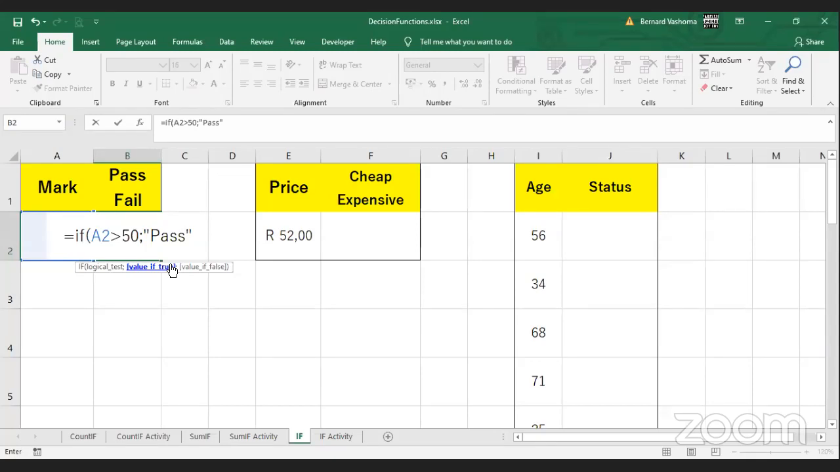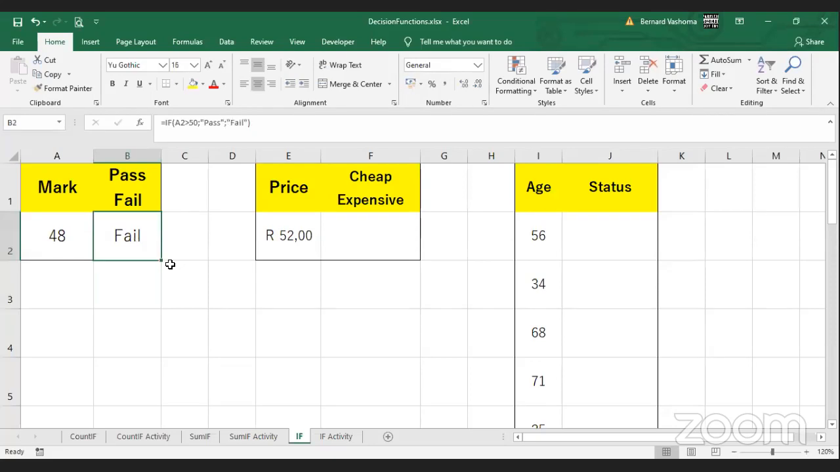Whenever you're dealing with the IF function, just like the SUMIF that we spoke about yesterday, just like the COUNTIF, you have to put quotes around text, right? So then on our value if false, if the condition is not met, we want to display "fail", like that. All right. So do you see the message that we get there is fail? Why? Because 48 is less than 50. If you change this value, say 63, automatically this changes to pass.